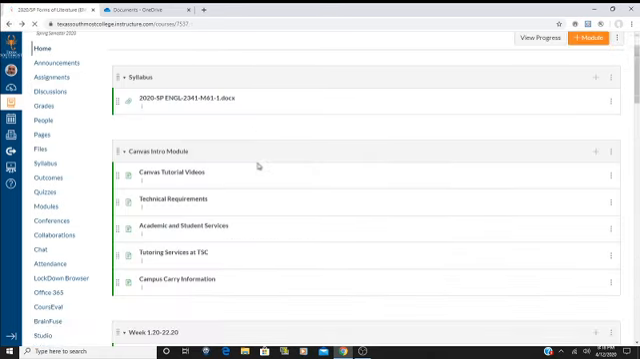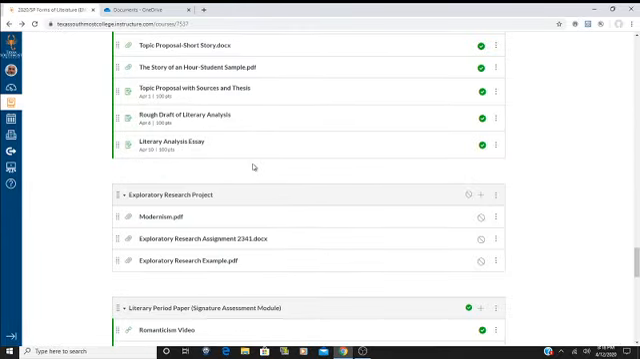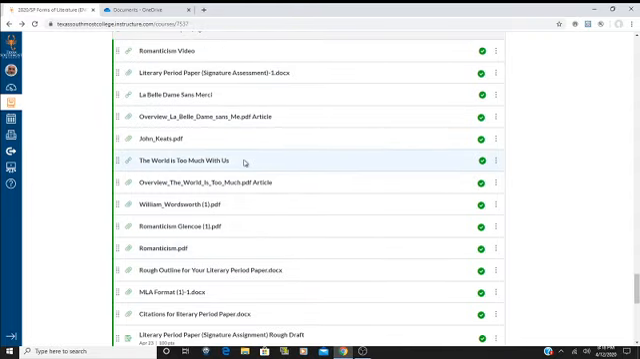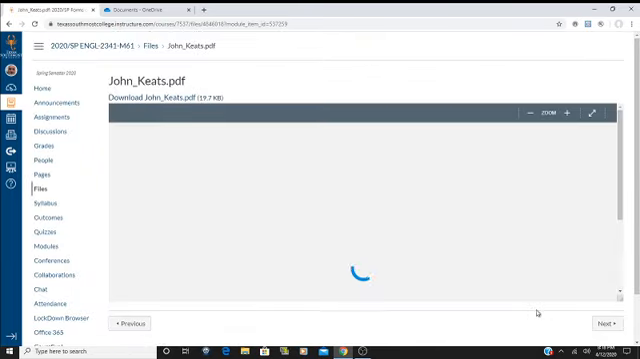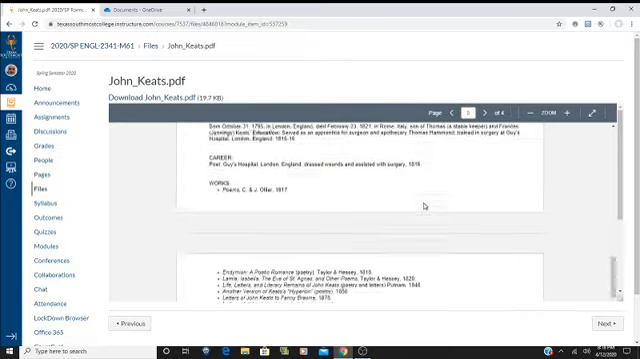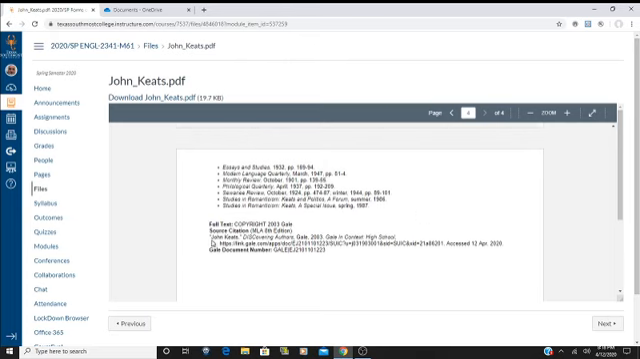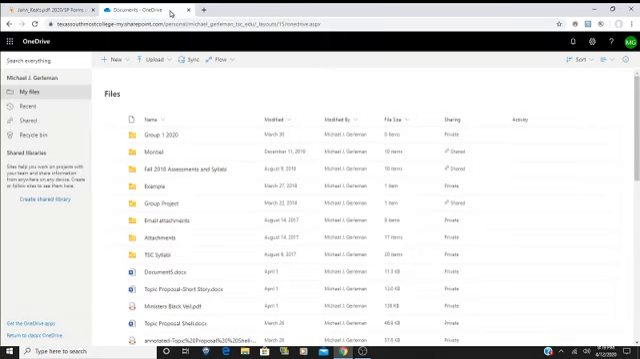On the Works Cited page, what you will do on any of these articles I've given you, say we look at the John Keats article. If you look down at the bottom of that article, it's going to tell you the MLA citation. And you need to look at that, copy it, and then put it in your paper.